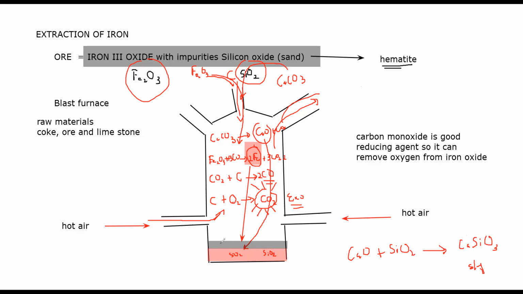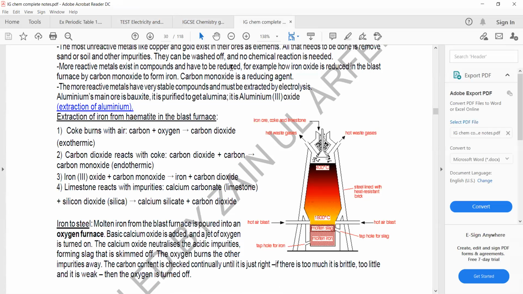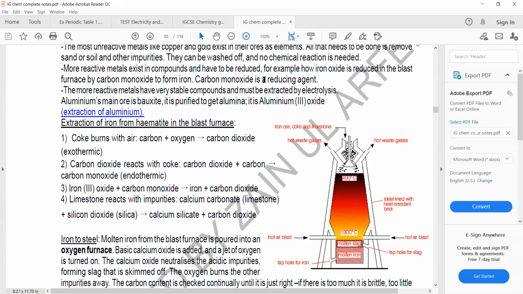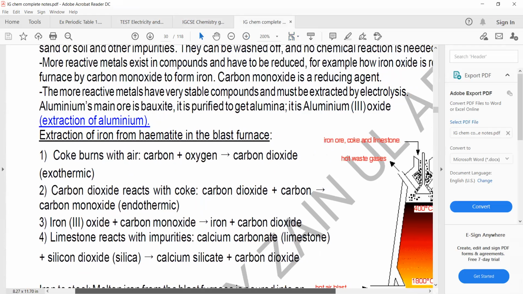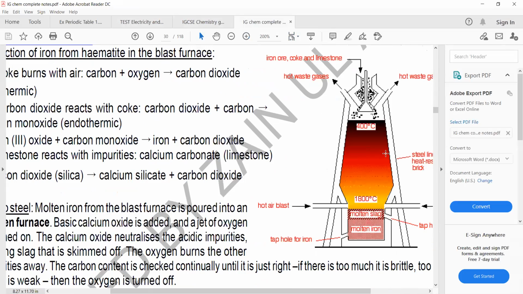So basically what is slag? The silicon oxide reacted with calcium oxide and it will form slag. So slag will be at the top and molten iron will be at the bottom. So we can remove this iron from the furnace. So this part, these are the word equations. And this is a whole furnace, the blast furnace.